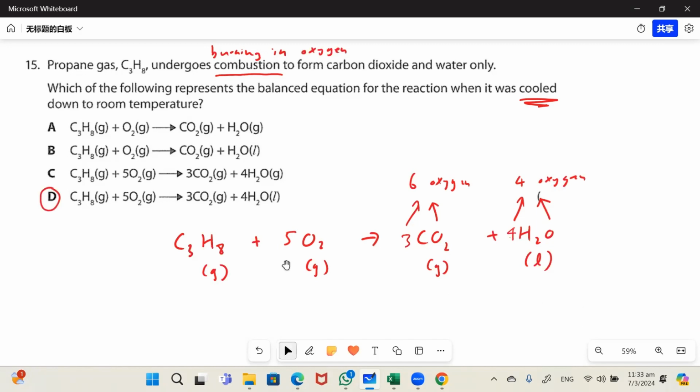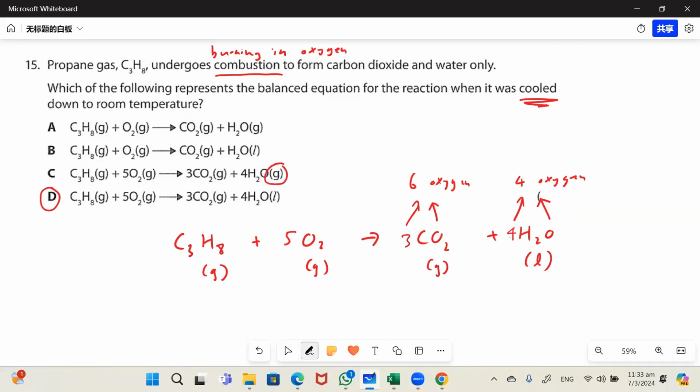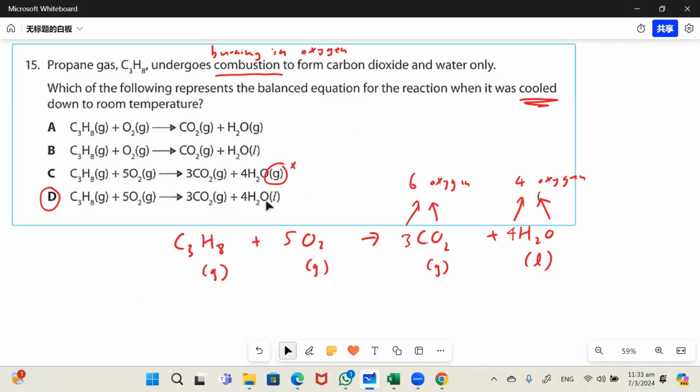If you look at the answers, C looks nearly the same, but this is gas, which is wrong. It must be cooled down to room temperature, so it must be a liquid.